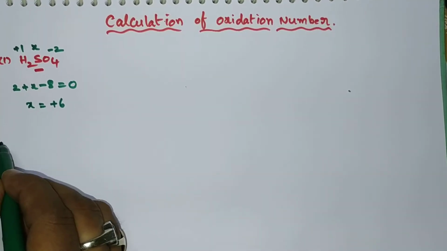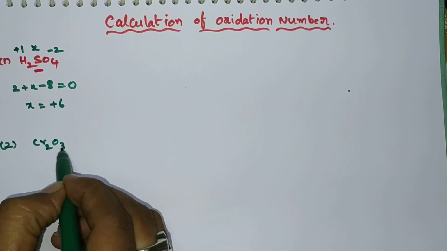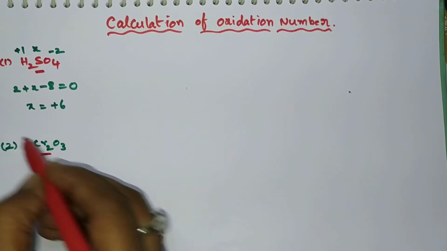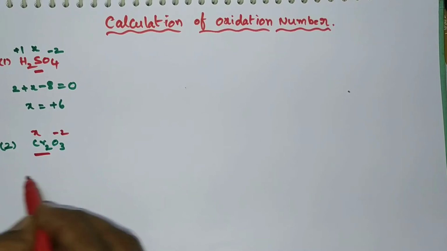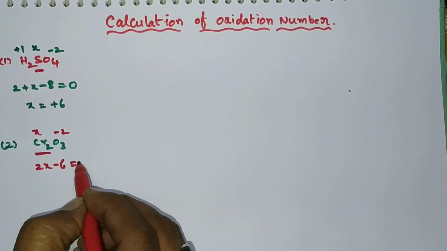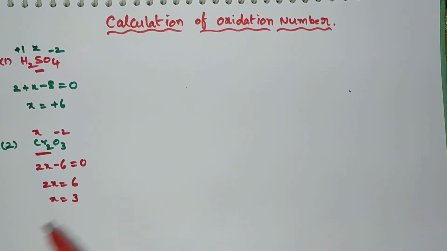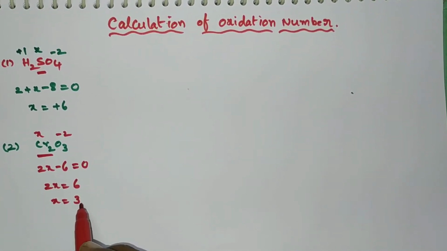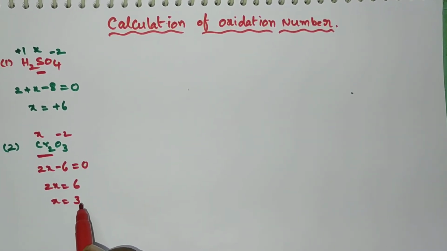Next, the second example, Cr2O3. Here we have to calculate the oxidation state of chromium. Let it be x, and oxygen possesses -2 oxidation state. So 2 into x is 2x, 3 into -2 is -6, and it should be equal to 0. So 2x is equal to +6 and x equals +3. So again we get a positive oxidation state, +3. Here chromium loses 3 electrons.